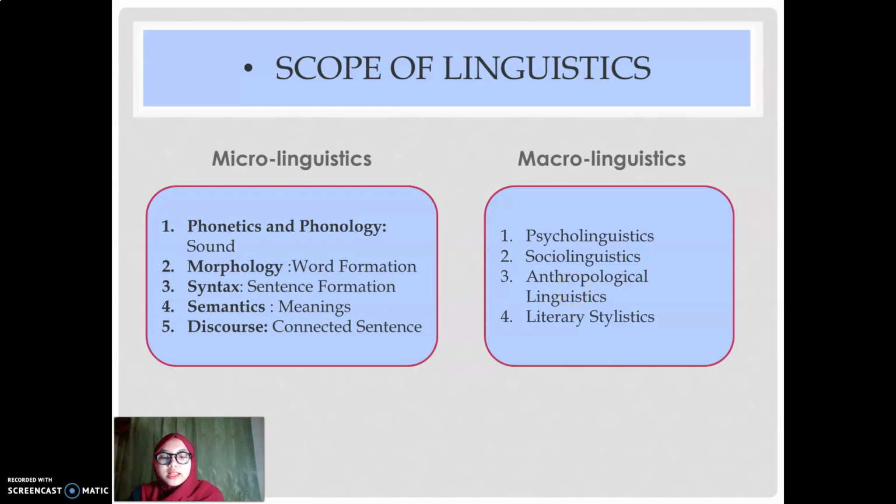And the last aspect is literary stylistics. It's the study of variation in language, and the use of language in communication has also led to new ways of studying literary text and the nature of literary communication.